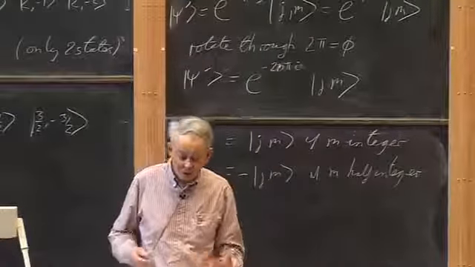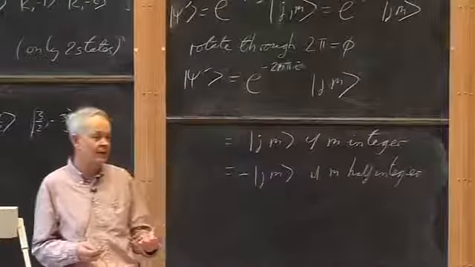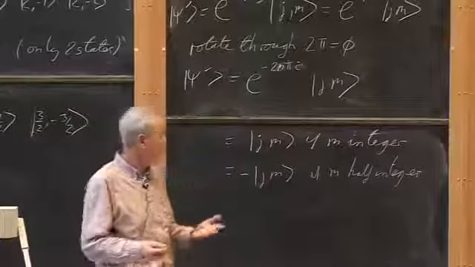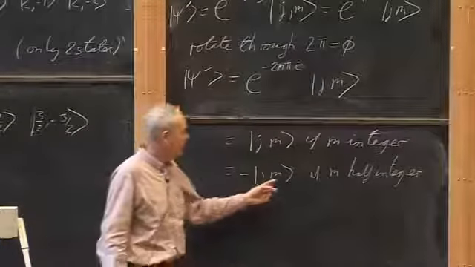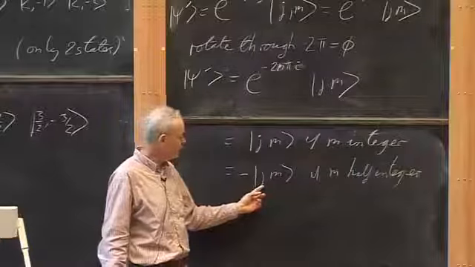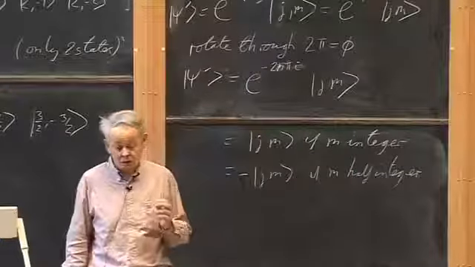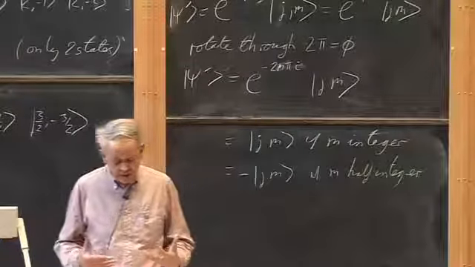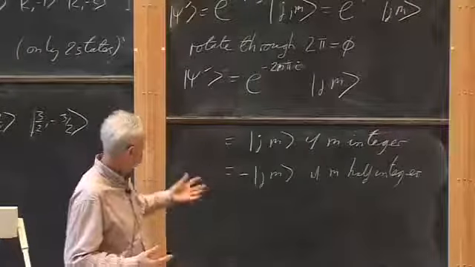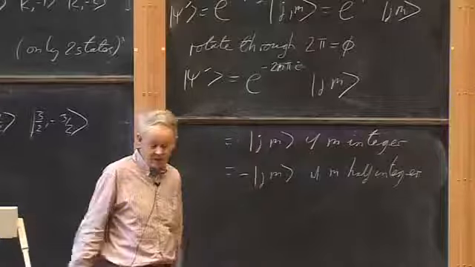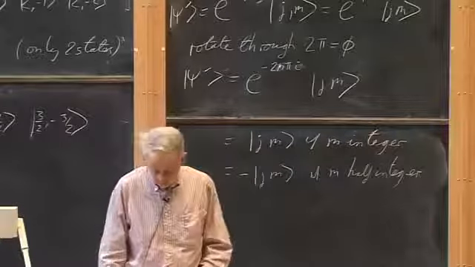And the fields we do have experience of, the electromagnetic field and the gravitational field, belong to integer values of m. The electromagnetic field has j equal to 1, and the gravitational field has j equal to 2, and therefore these fields don't manifest this strange behavior.